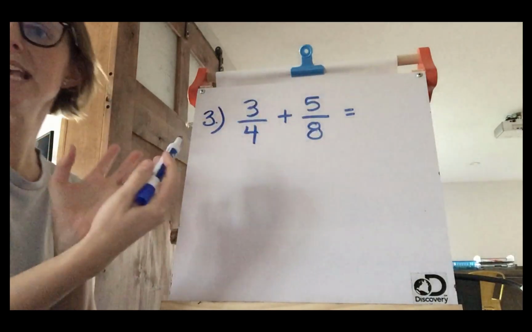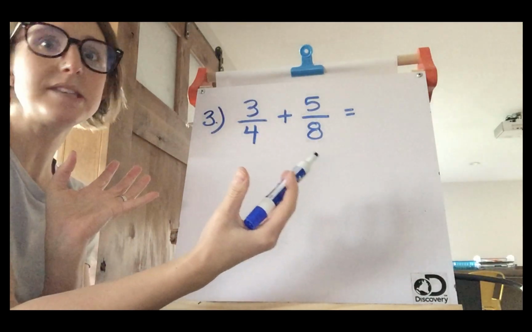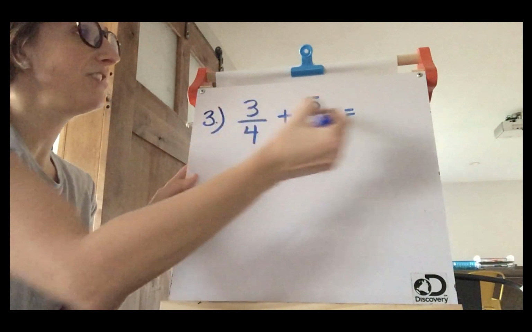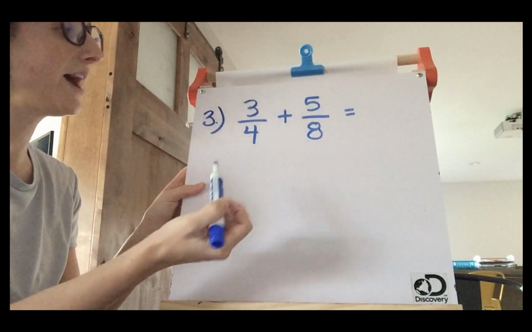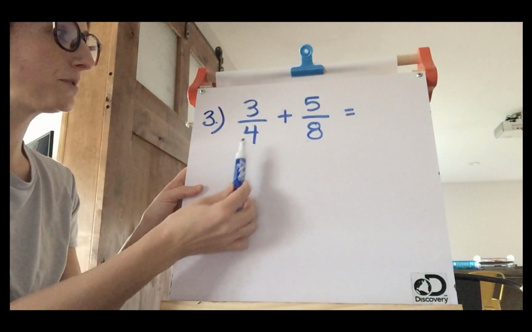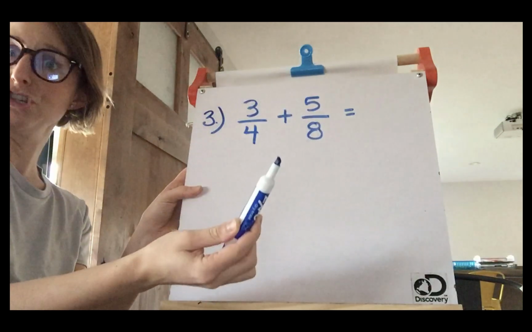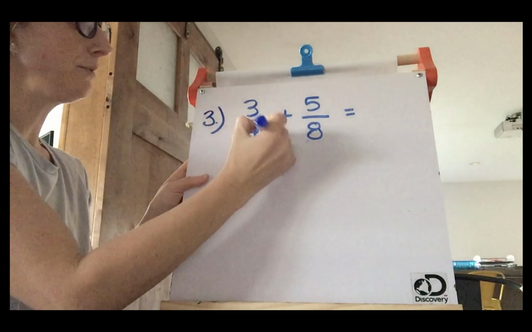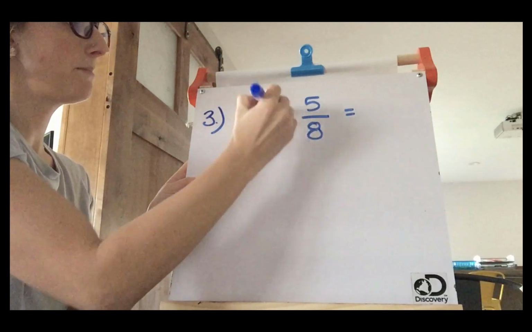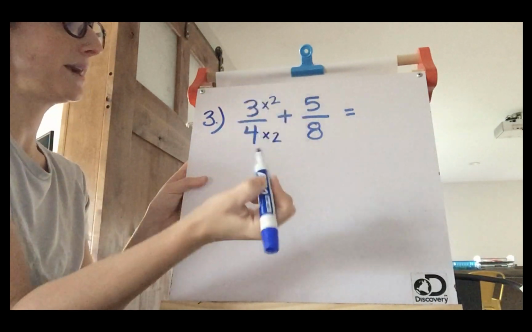3/4 plus 5/8, I'm not working in the same fractional pieces here. So I need to make these become like fractions. Then I just have to focus on my numerator once I do that. What does a multiple of 4 and 8 share? Well, think of your multiples. 4 times 2 is 8. They share 8. So I'm going to write an equivalent fraction to get 8 in the denominator of this fraction by multiplying the denominator and the numerator by 2.